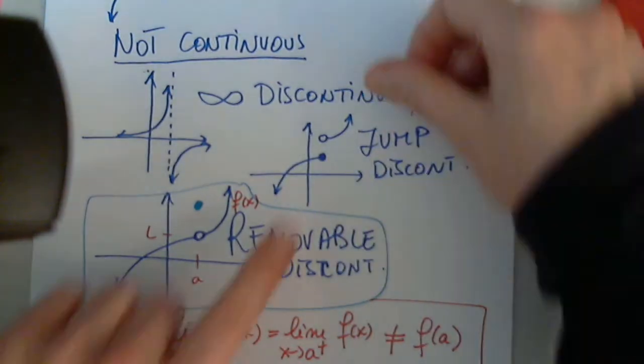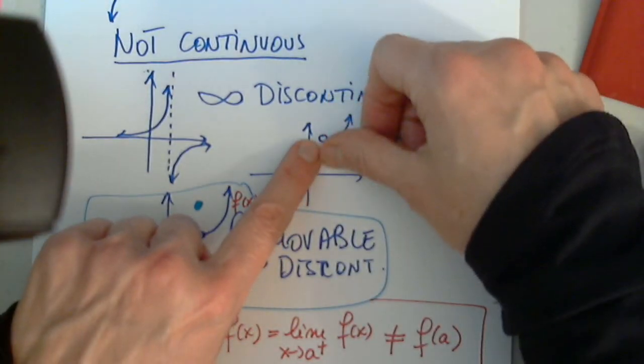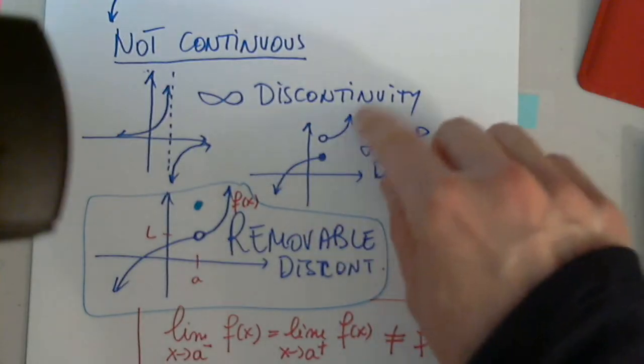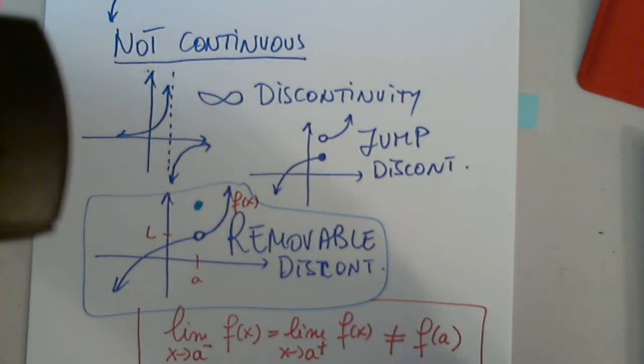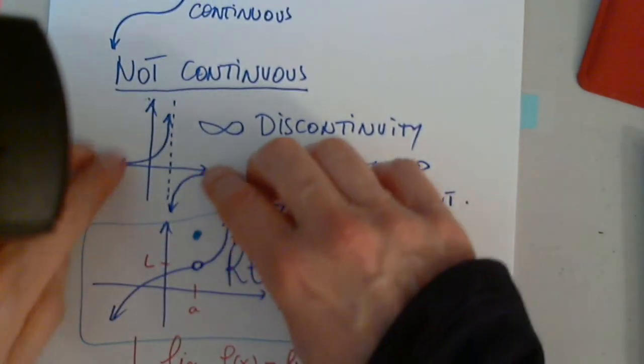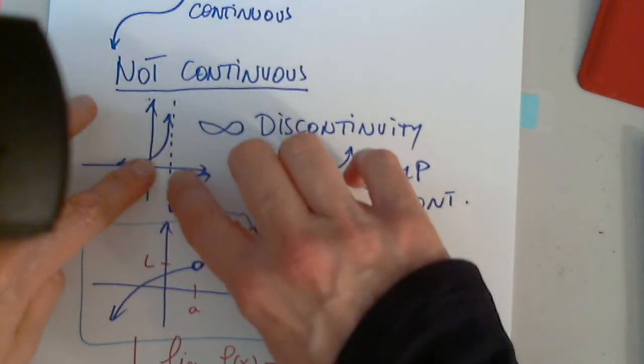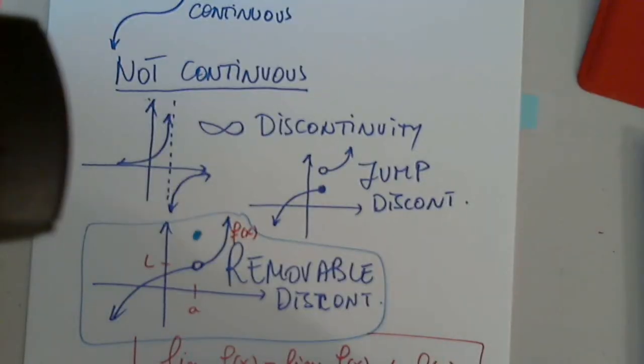Here, I will never be able to bring them together because I have to change infinitely many points. Here, I will never be able to make this function continuous at this point because it's undefined at that point. So there is nothing I can do about that.